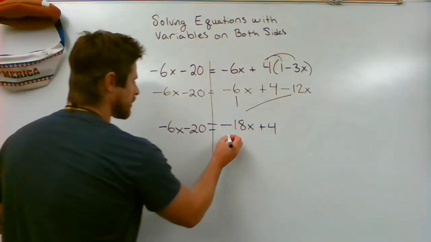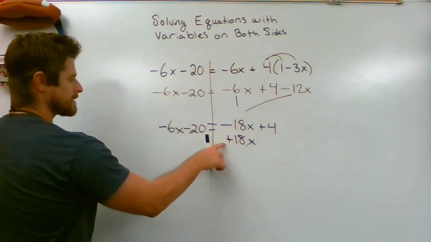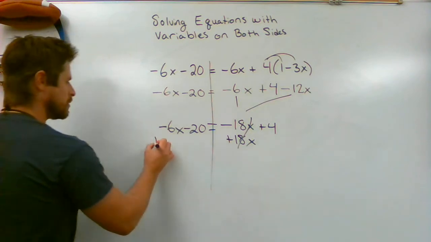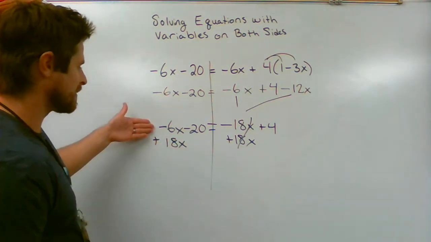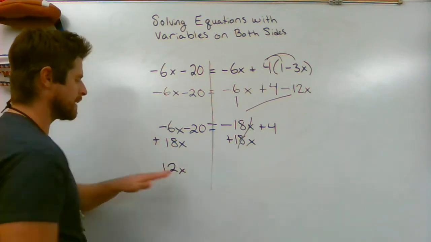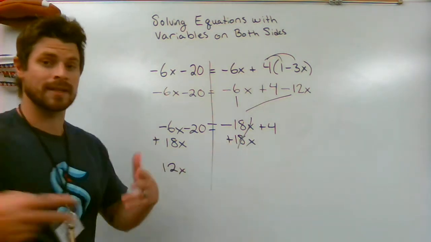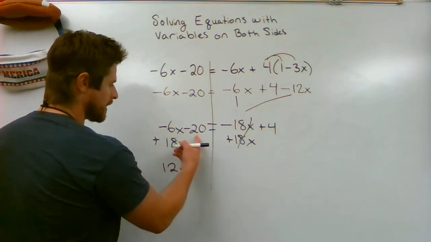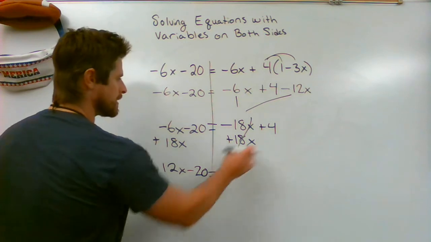I think the smarter choice here would be adding, inverse operation, adding instead of subtracting, opposites, adding 18x, because if I do that, I'm going to end up in the positives. Negative 6x plus 18x gets me to 12x. I'm dealing with a positive 12x. If I would have gone this way, I would have been dealing with a negative x term, which I try and avoid if I can. Negative 20 gets brought down. It's equal to a 4.